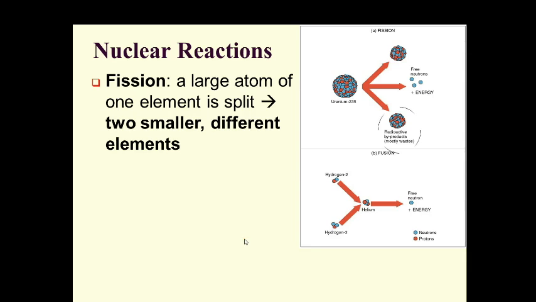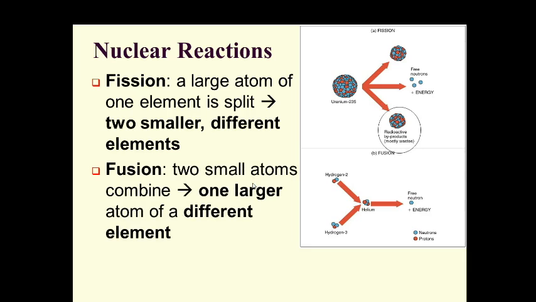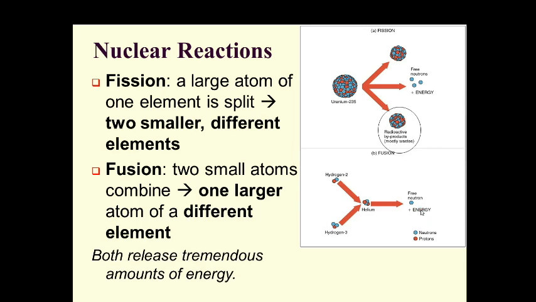The other type of nuclear reaction is fusion, in which case you take two small atoms and combine them to get one larger atom of a different type. So we have here hydrogen 2 and hydrogen 3 being fused into helium, and you end up with a free neutron and energy. We can do fission here on Earth. We cannot do fusion. Fusion at the moment really only happens in stars and places like that. Okay. Both release a tremendous amount of energy.